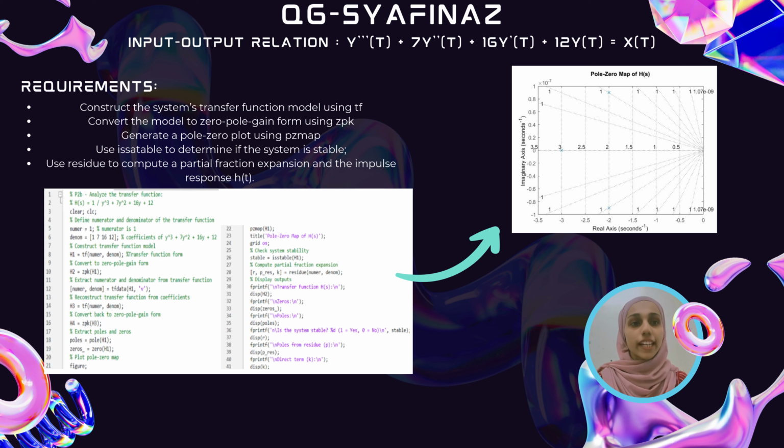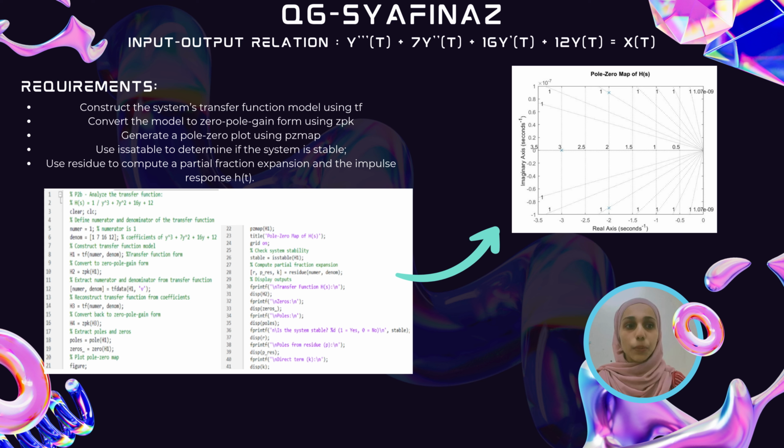In this task, we analyze a system with a transfer function using MATLAB. We first define the numerator and denominator, then create the transfer function model using tf. We convert it to zero-pole-gain form with zpk to extract the poles and zeros of the system. Next, we generate a pole-zero map using pzmap to visualize system dynamics.